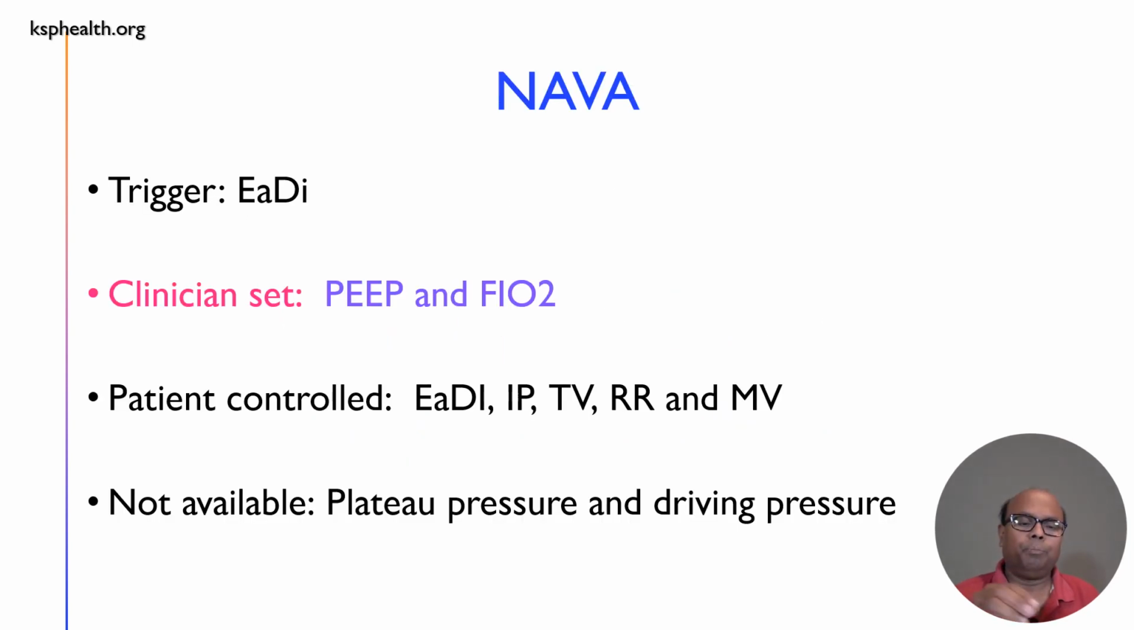Next one is NAVA. Here the trigger is the electrical activity from the diaphragm itself. The clinician sets PEEP, FiO2, and of course the EAdi trigger, and there is a NAVA level. The patient controls tidal volume, respiratory rate, and minute ventilation.